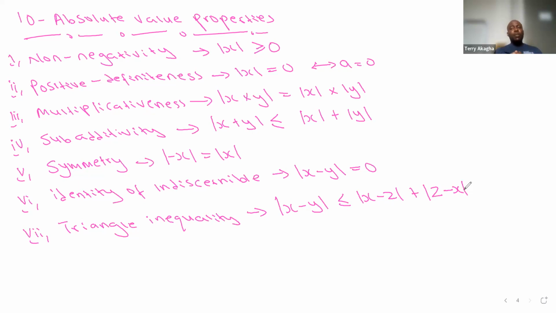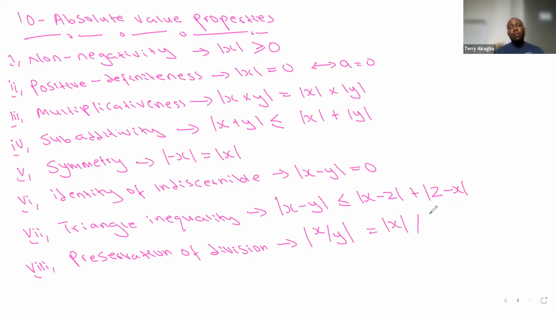We also have preservation of division as well. And it's the 8th one, I beg your pardon. So from the word preservation of division, that will give you, for instance, when you're dividing two absolute values, it is equal to the first value divided by the absolute value of the second.